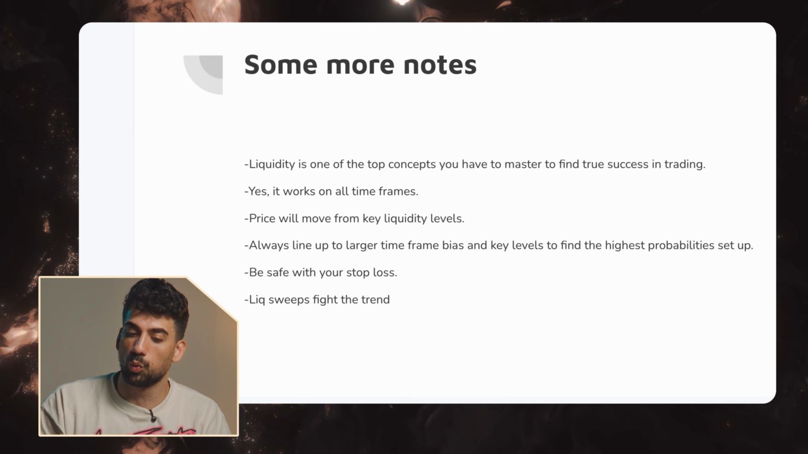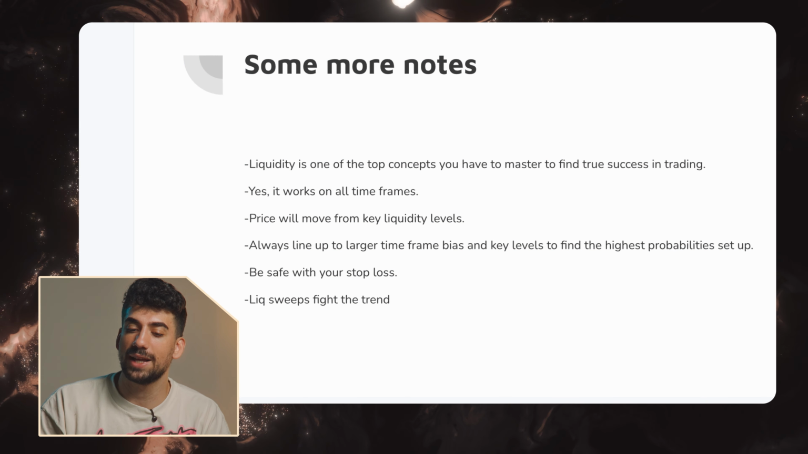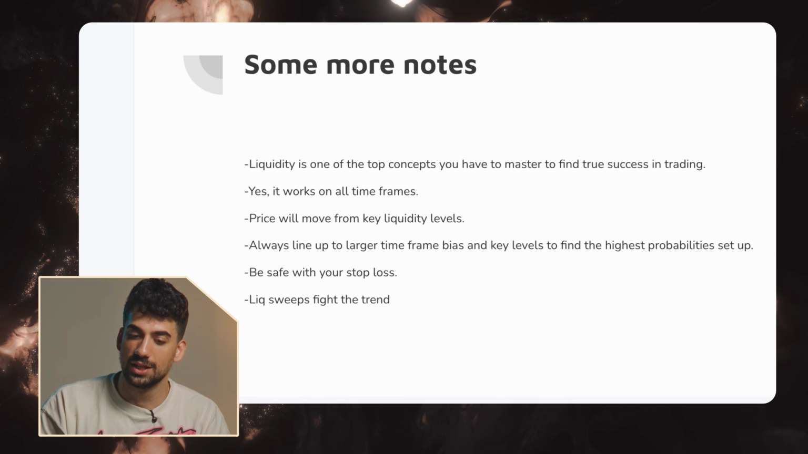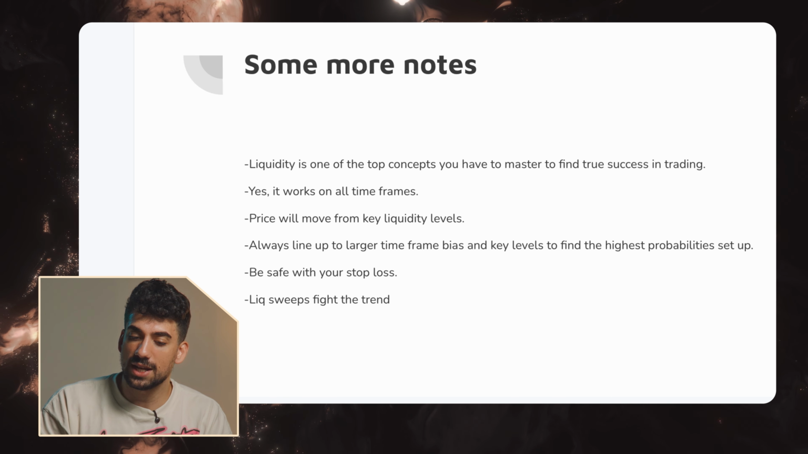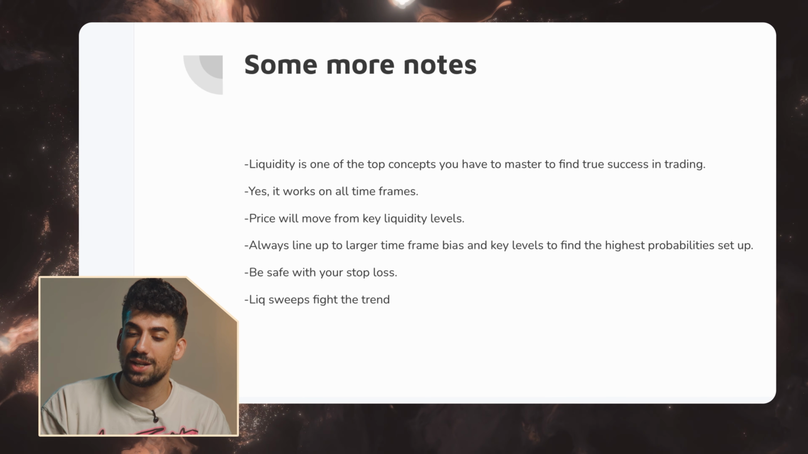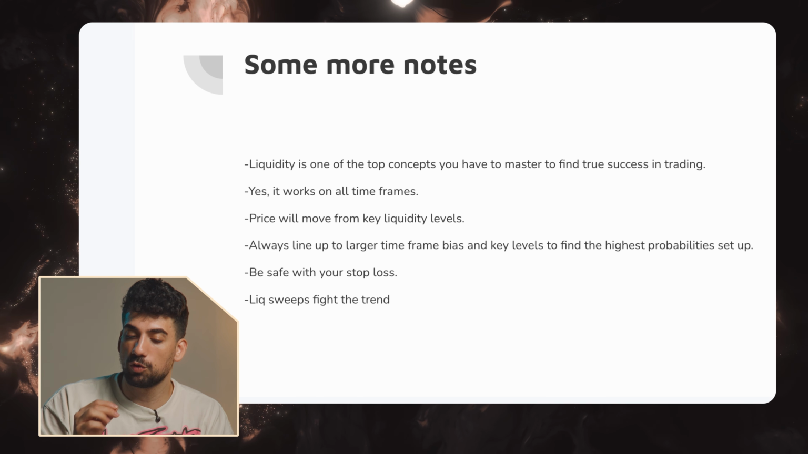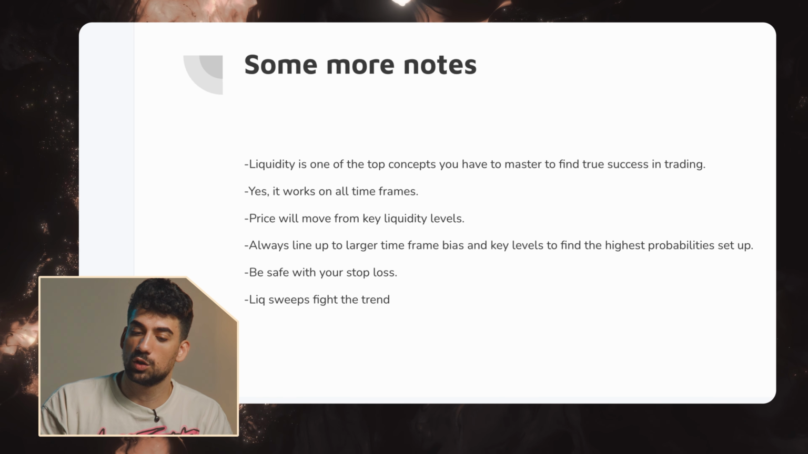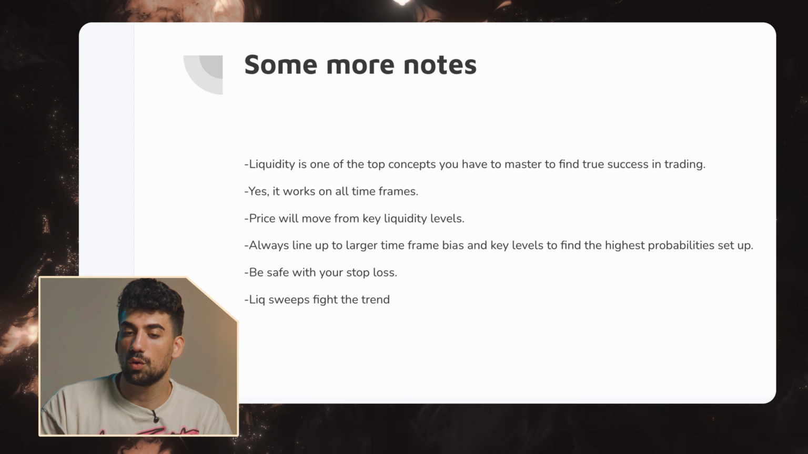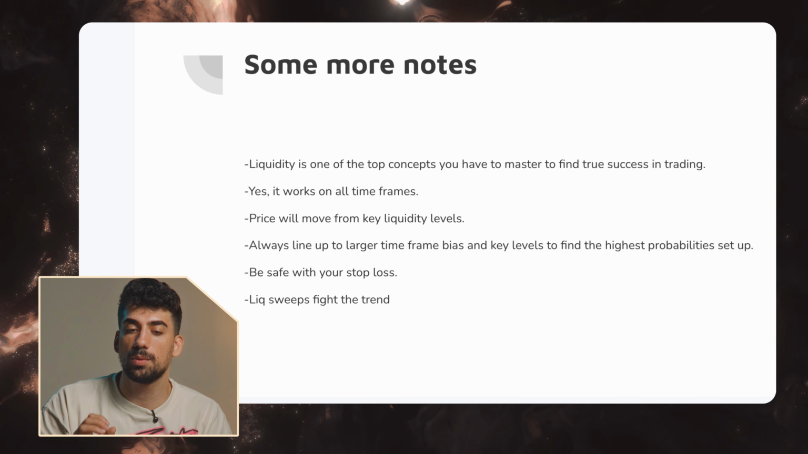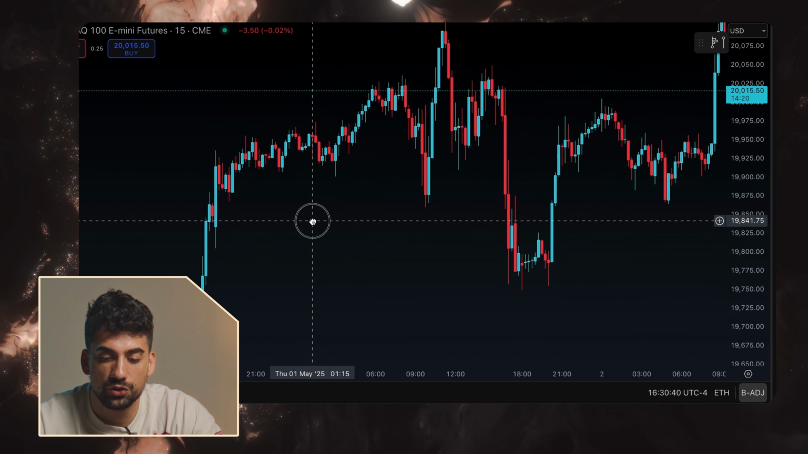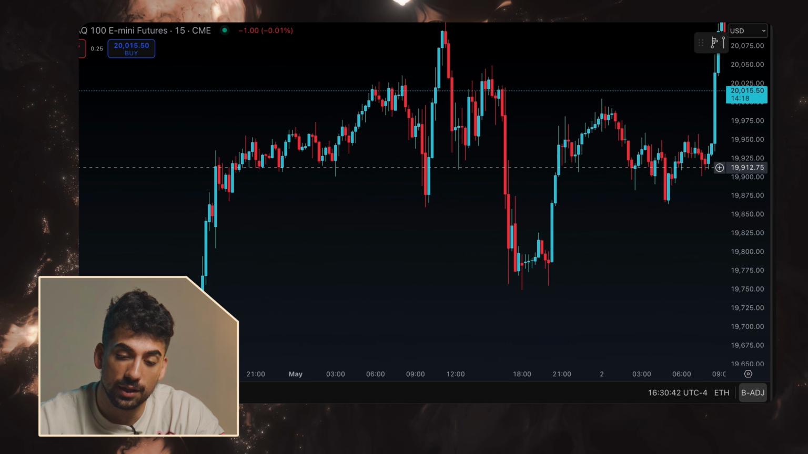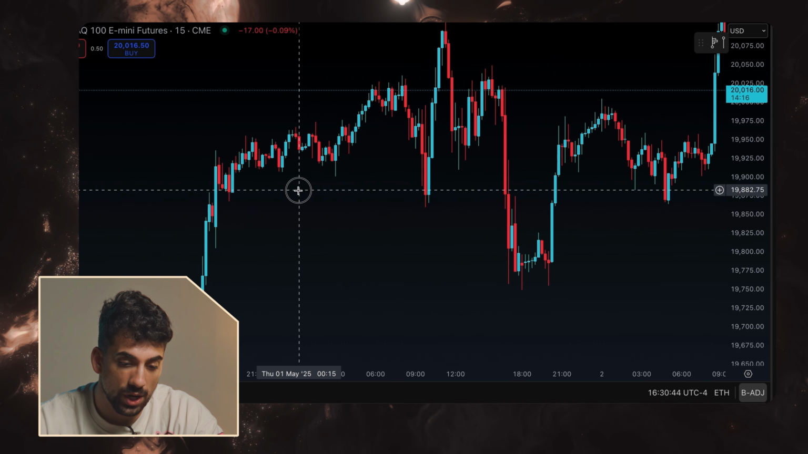Some more notes: liquidity is one of the top concepts you have to master to find true success in trading. Yes, it works in all time frames, from the 1 minute up to the monthly. Always line up with the larger time frame bias to find the highest probability setups. Price will move from one key liquidity to the next. Liquidity sweeps fight the trend, so you have to be careful and precise when you're trading them. Now let's look at an example that I used in my trading on Thursday with my trading group.